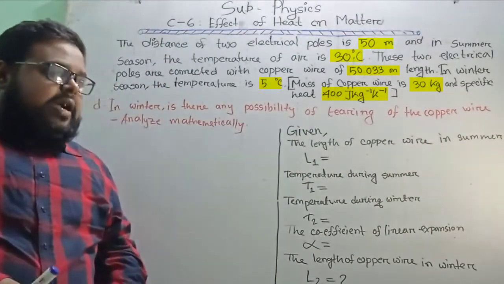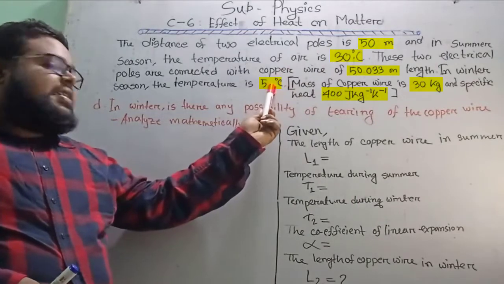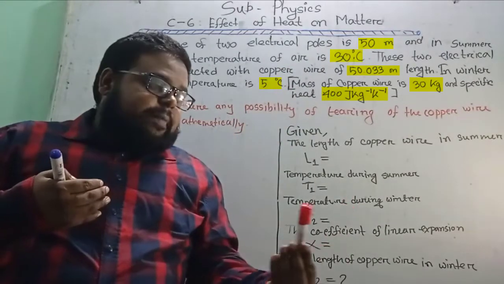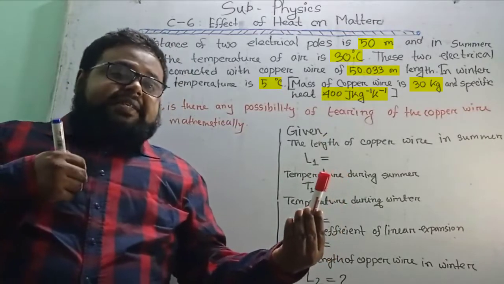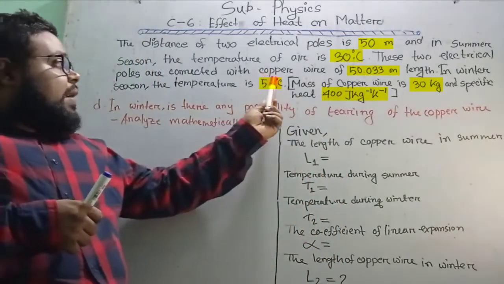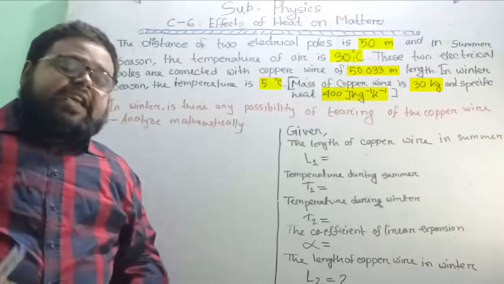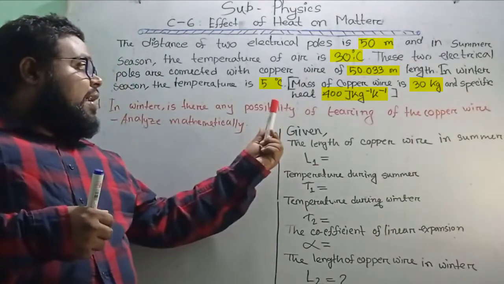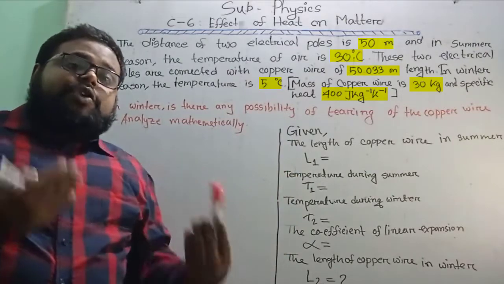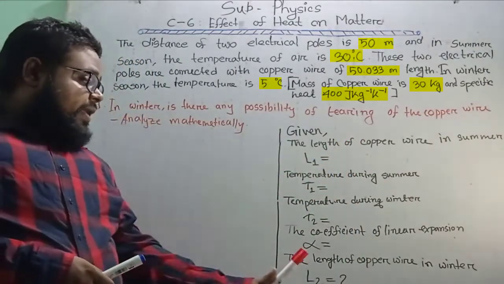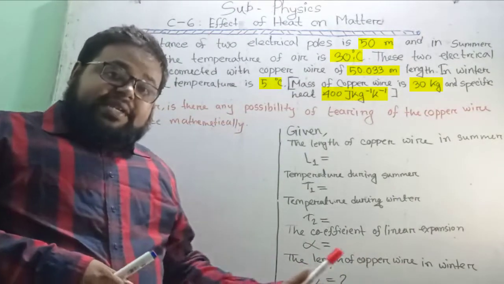Here you can see that the temperature is decreased, so the length of the copper wire will also decrease. If the copper wire is less than the pole distance, then it will tear. If the copper wire is more than the pole distance, it will not tear. So we have to find what will be the length of the copper wire in winter season.